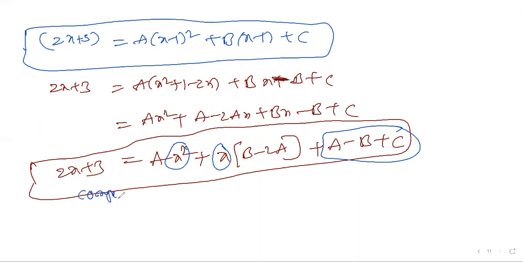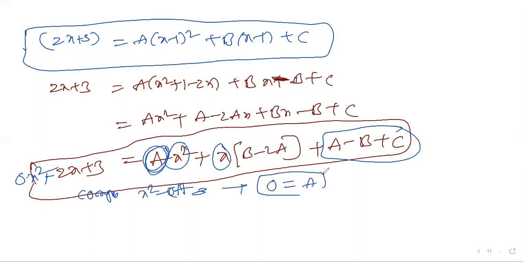Compare the x square coefficient. What is the x square coefficient here? On the left side, nothing is there. You can write 0 into x square. So comparing the x square coefficient, what relation do you get? 0 is equal to a. So what is the value of a? 0.